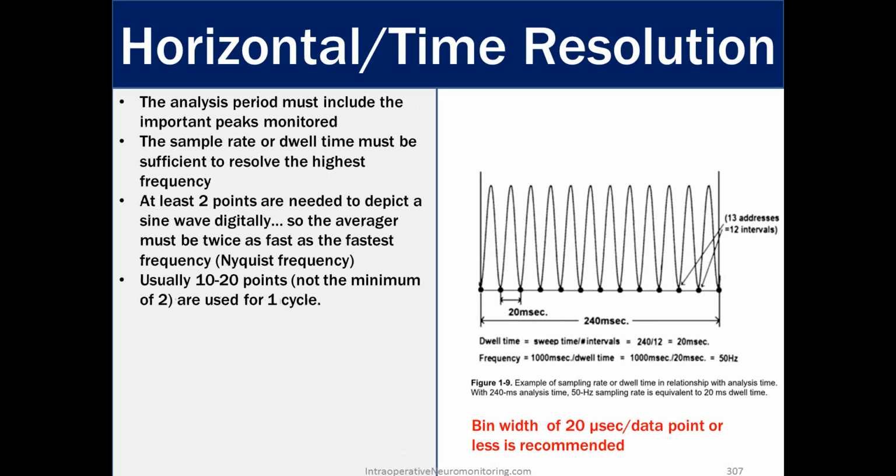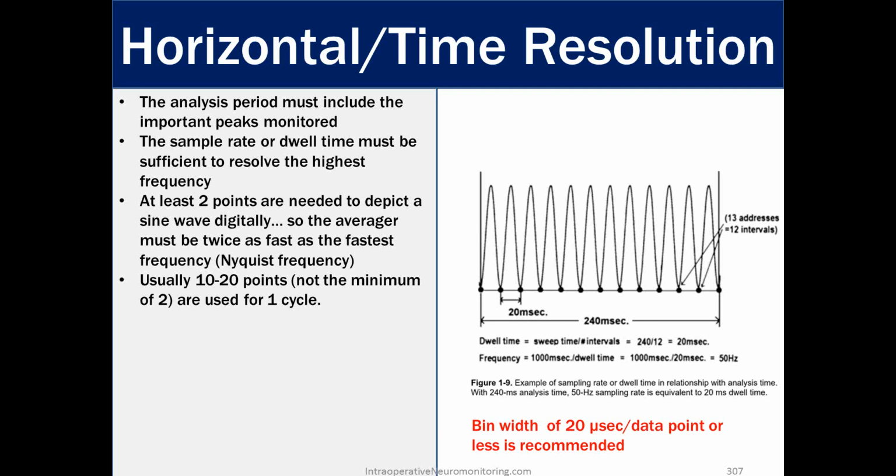The analysis period must include the important peaks monitored. The sample rate or dwell time must be sufficient to resolve the highest frequency. At least 2 points are needed to depict a sine wave digitally, so the averager must be twice as fast as the fastest frequency, and that's the Nyquist frequency. That is another term that is commonly found on the CNIM exam. Usually 10 to 20 points, not the minimum of 2, are used for one cycle.